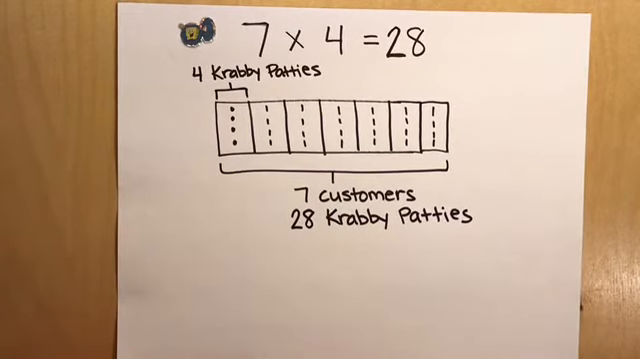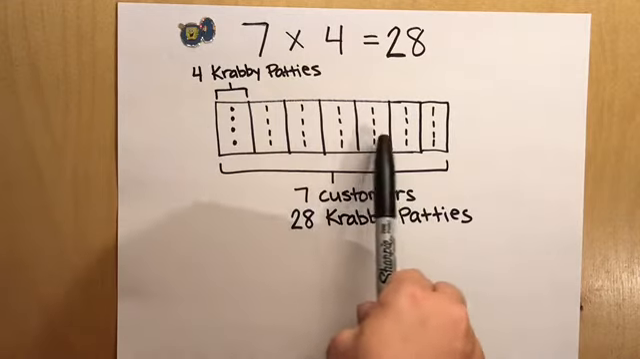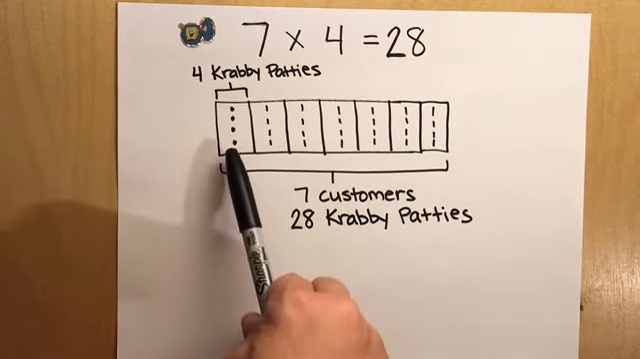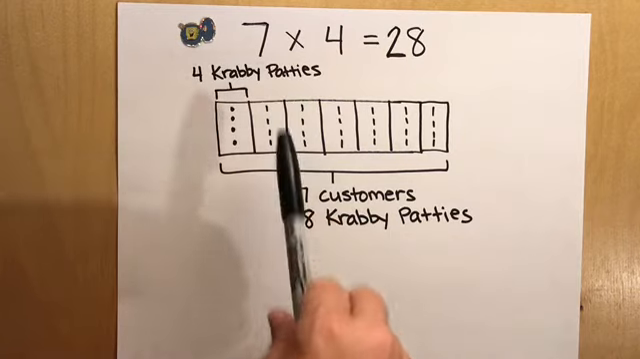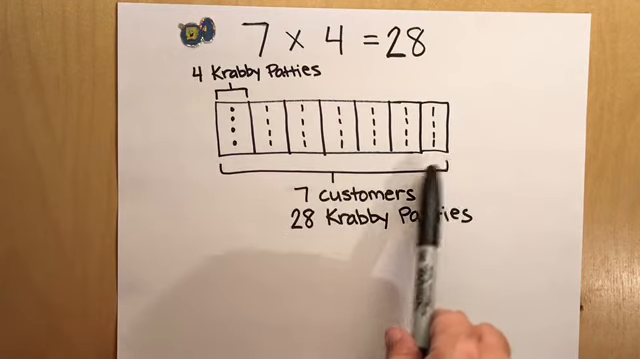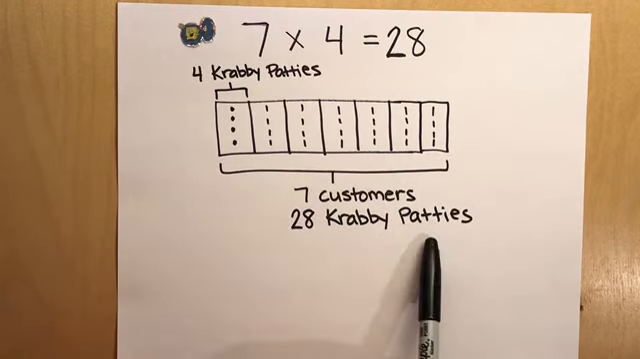Your answer should be 28 Krabby Patties. Our tape diagram should have 7 groups. One group represents how many Krabby Patties each customer bought, which we're going to label right there. Down here, altogether, we had 7 customers, and altogether they bought 28 Krabby Patties.